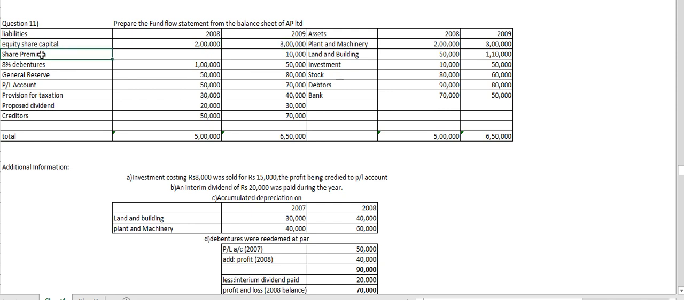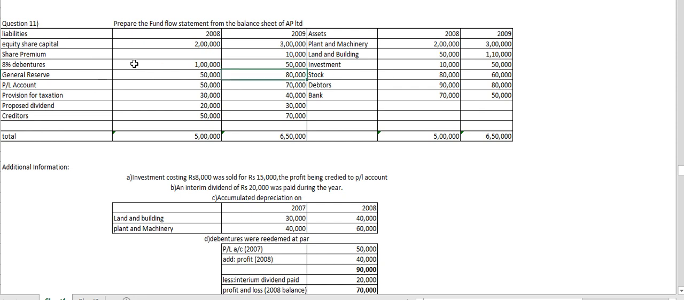Second is your share premium, which is 10,000. It is also a part of the share capital, so it will go in your fund flow statement as 10,000, which is an increase. So both the equity share capital and the share premium will be shown under the sources of funds, as it is an increase. 8% debentures, last year it is 1 lakh, the current year it is 50,000. So there is a reduction, which means the debentures have been redeemed. Okay, so that will be shown under the application of funds.